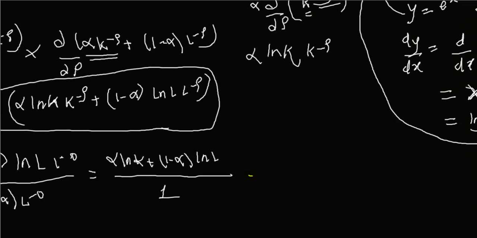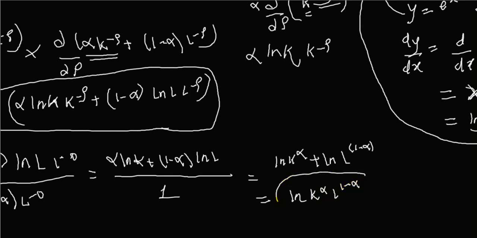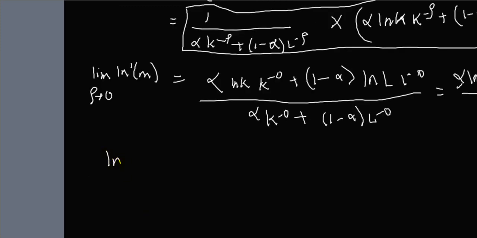So it's equal to ln k alpha plus ln l 1 minus alpha. I can further write as ln k alpha l 1 minus alpha. This is the final result. And in this step I have used the property of log, meaning that alpha ln k, I can write this alpha as a power of k. So now for ln n, we will simply take the derivative of rho. Its value is rho, so it's equal to 1.